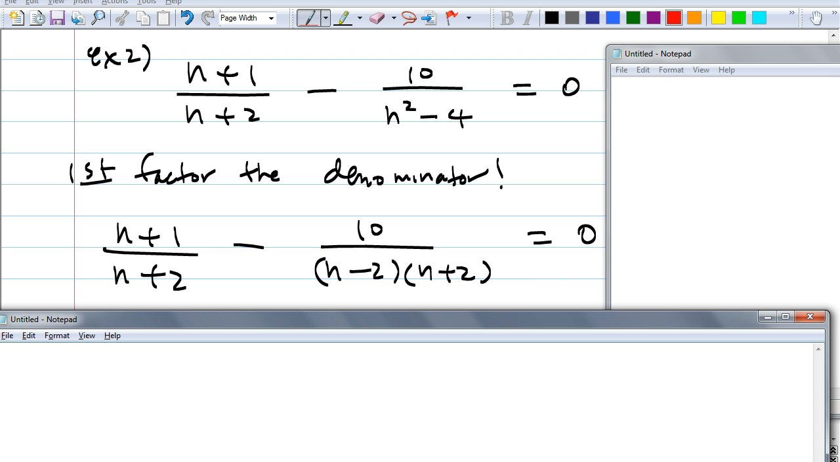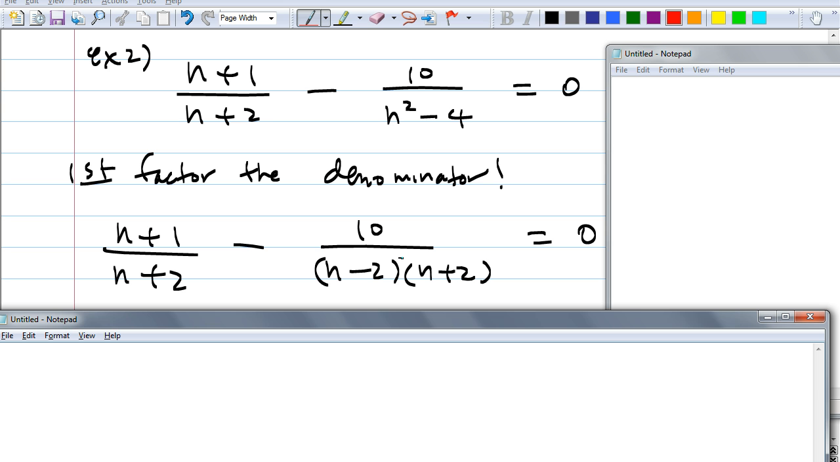what is going to be my LCD in this problem? Arvin, what do you think our LCD will be? (n - 2) and (n + 2) will be your LCD, isn't that right? Because the first fraction has n + 2 as its denominator, the other one contains it. So just (n + 2) times (n - 2) will do it, correct?